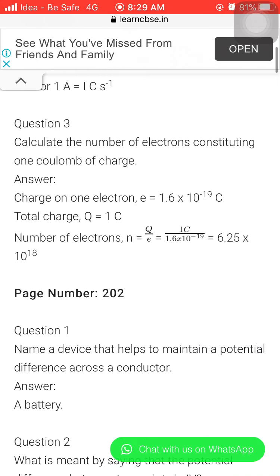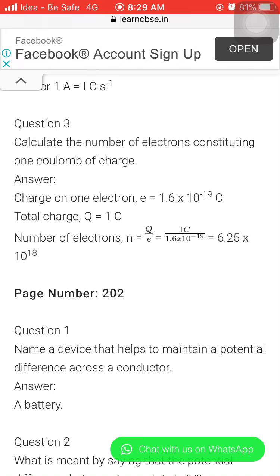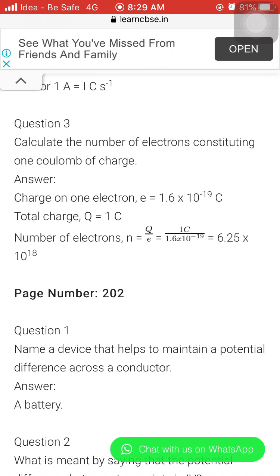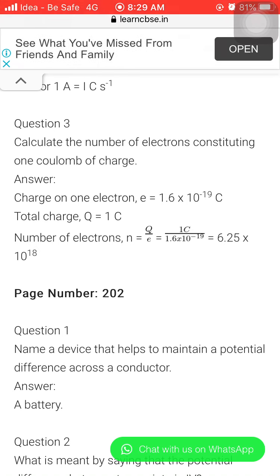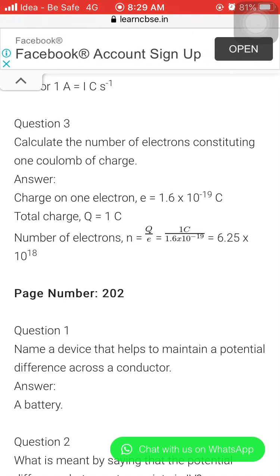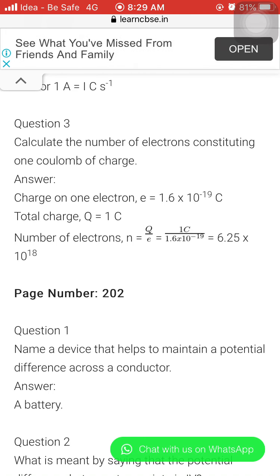Question 3, we have, calculate the number of electrons constituting 1 coulomb of charge. So we already know that charge on 1 electron is given as minus 1.6 into 10 to the power minus 19 coulomb. So this is the magnitude of the charge on an electron. Now we already know that charge is quantized, that means it is always an integral multiple of this magnitude, that is 1.6 into 10 to the power minus 19 coulomb. So it is given as Q is equal to N into E.